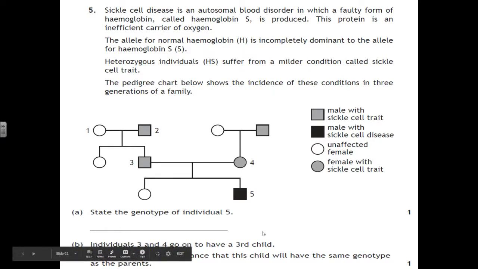3 and 4 go on to have another child. What are the chances that they have the same genotype as their parents? Both 3 and 4 are sickle cell traits, so they are heterozygotes. When heterozygotes mate, both of them can give the H, or both of them can give the S. That will happen 1 in 4 times, that they both happen to pick the same letter. The other 2 in 4 times, one of them will pick an H, the other will pick an S. On those occasions, you will get a child who has the same genotype as their parent. So the answer is 50% of the time.